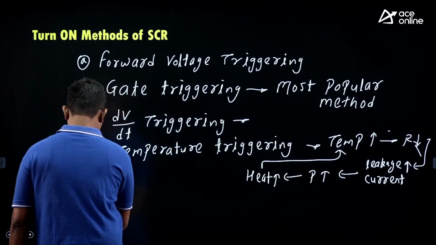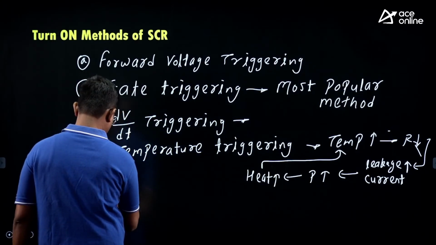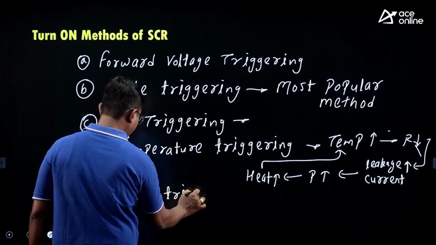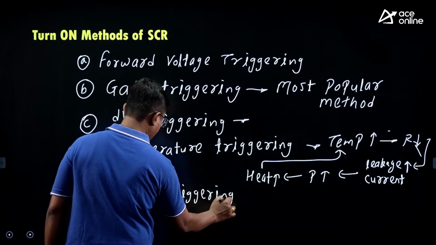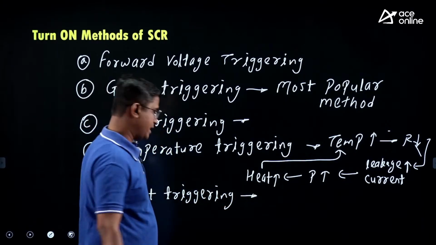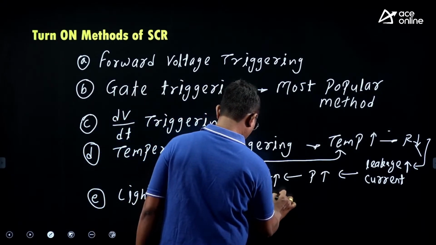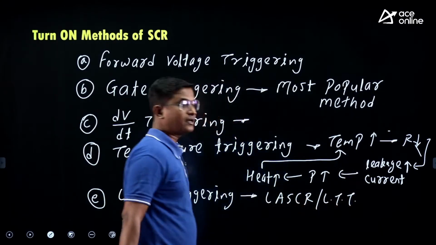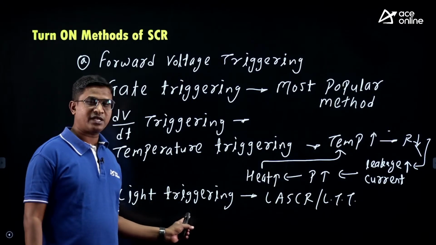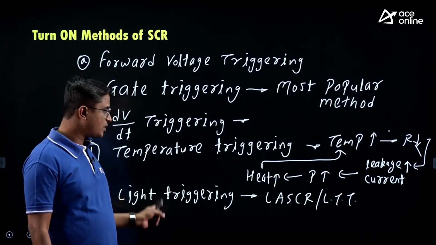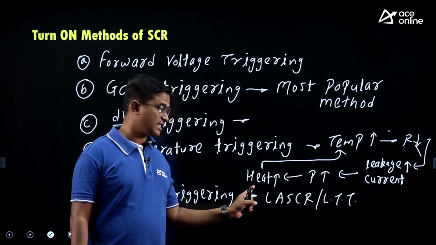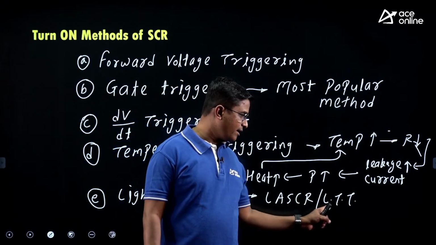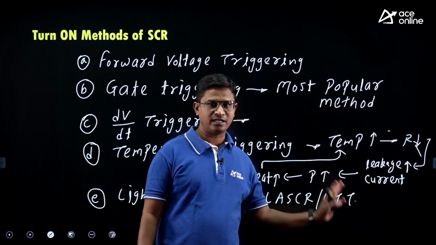And fifth one is light triggering. Light triggering is used only in LASCR, light activated silicon controlled rectifier, or it is known as LTT, light triggered thyristor. This is specifically application oriented method. This is used only in case of LASCR. LASCR stands for light activated silicon controlled rectifier, or it is also known as light triggered thyristor.